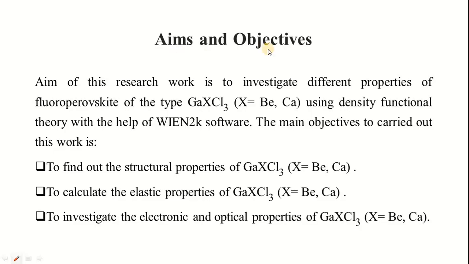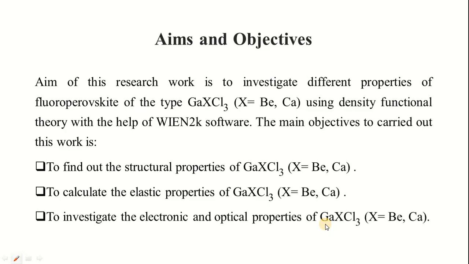The aims and objectives of this research work. The aim of this research work is to investigate different properties of perovskites of the type GaXCl3, in which X represents beryllium and calcium atoms, using density functional theory inside the Wien2k software. The main objective is to find the structural properties of gallium beryllium trichloride and gallium calcium trichloride. Similarly, we will find the elastic properties of these compounds as well as the electronic and optical properties of gallium calcium trichloride and gallium beryllium trichloride.